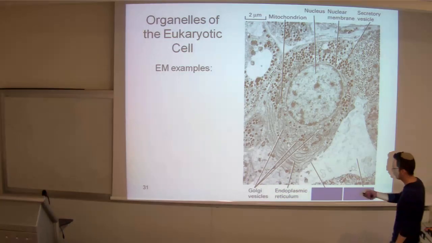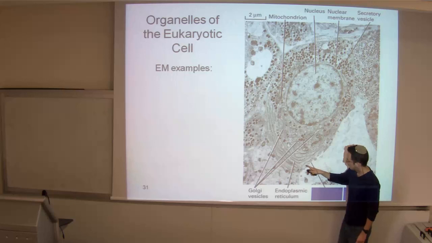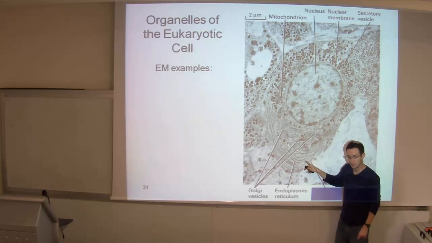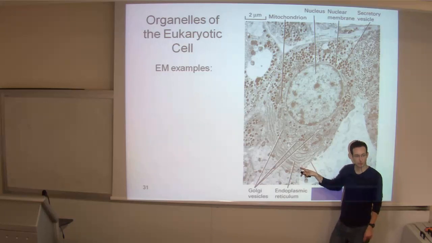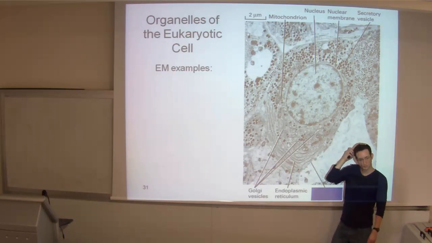Okay, so this is the endoplasmic reticulum, and it's very obvious that this is indeed the ER because it's scattered with these black dots here, which are the ribosomes, and that makes it the rough ER, right? Okay.